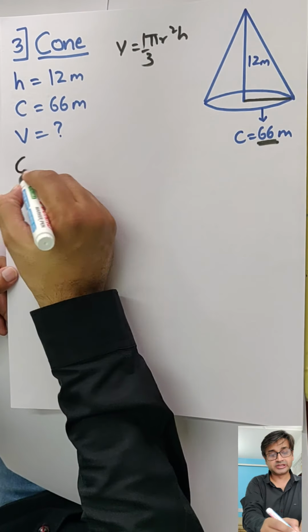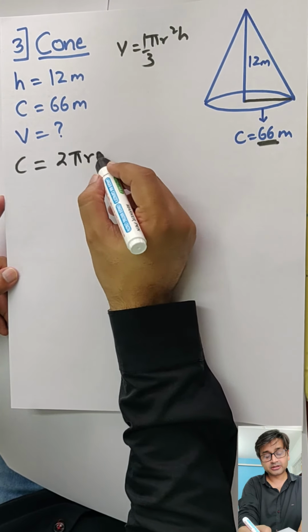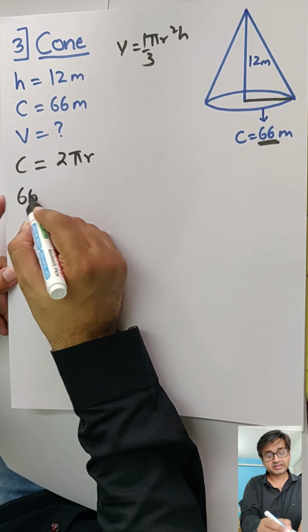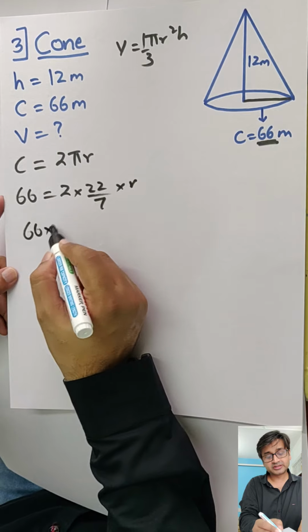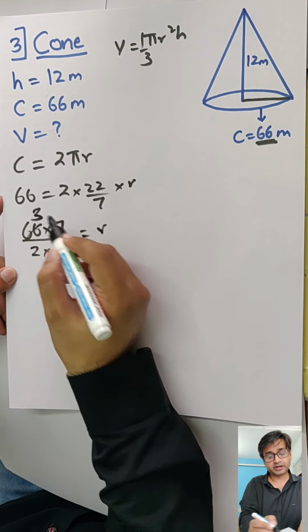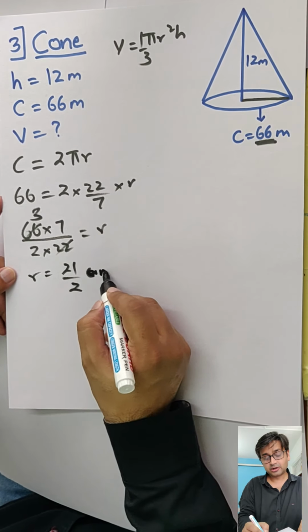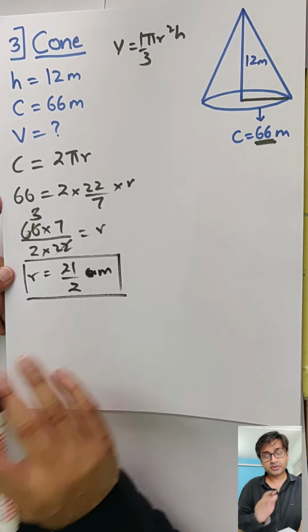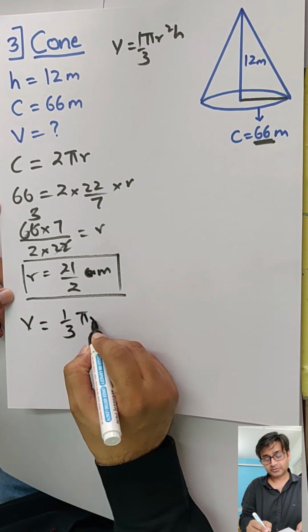So come on. Circumference. Hit it. Pause right now. Come on. Hit it. 2 pi r. So circumference 66. 2 into 22 by 7 into r. So 66 into 7, 2 into 22 is equal to r. 1 times 3 times. So 21 by 2 meters. Now don't get into decimals here. Keep it as it is. Nothing to worry. Now let's apply the formula for the volume.